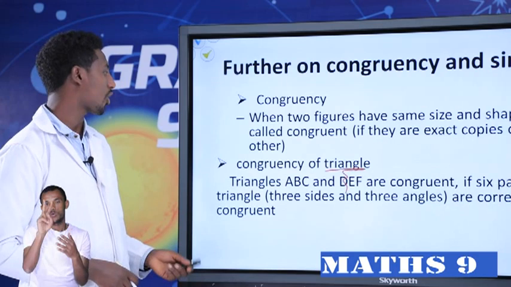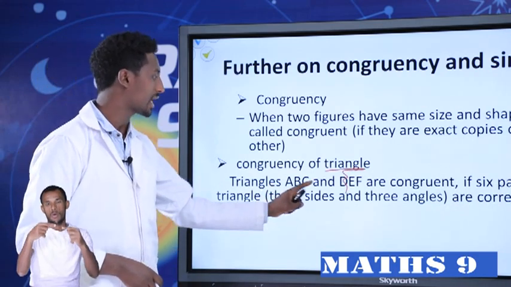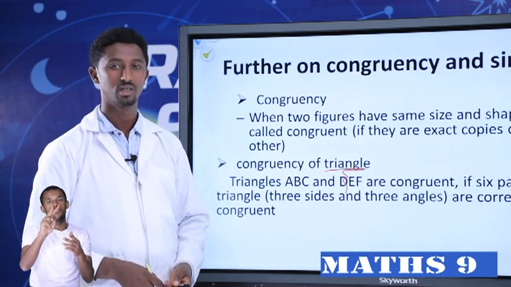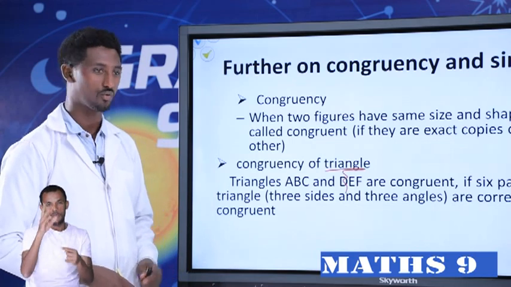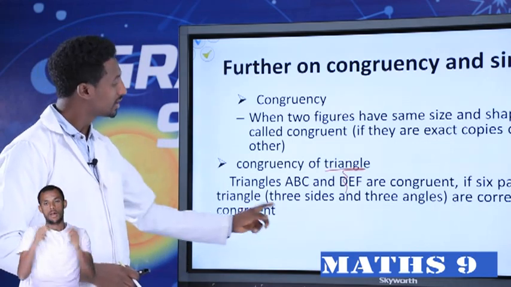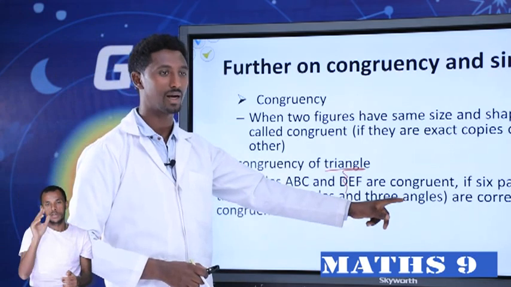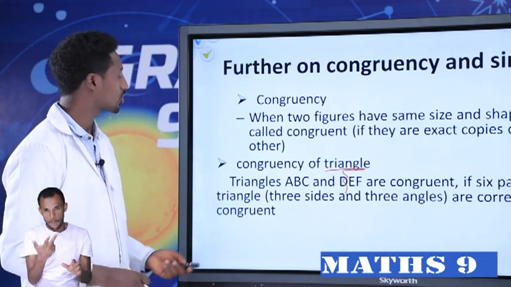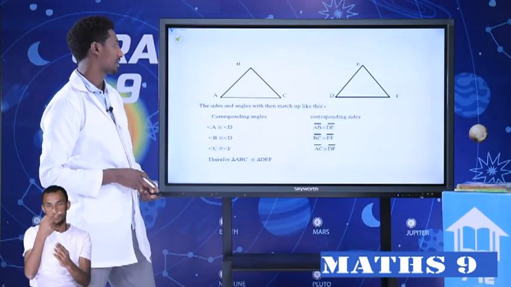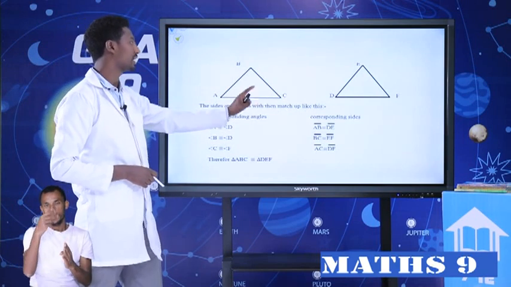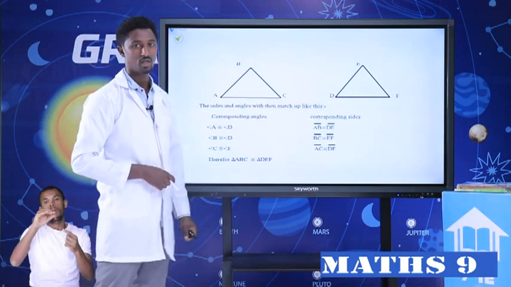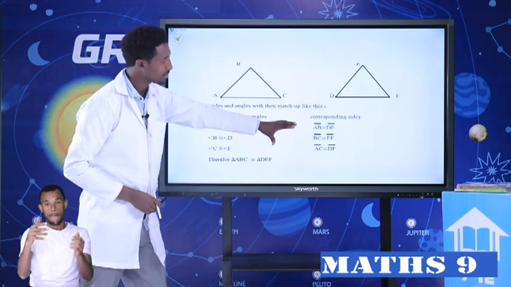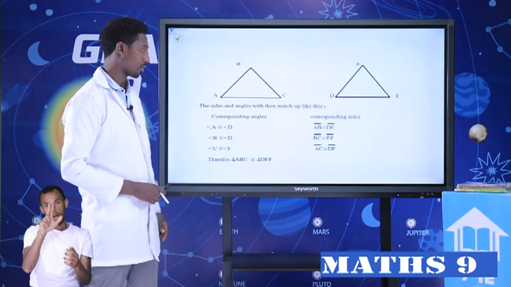So two triangles are congruent. Let triangle ABC and triangle DEF be congruent. These two triangles are congruent if 6 parts of these two triangles are congruent, meaning 3 pairs of sides and 3 pairs of angles must be congruent correspondingly. Let's see these triangles. Let triangle ABC be congruent to triangle DEF. If they are congruent, then 3 pairs of sides and 3 pairs of angles must be congruent correspondingly.